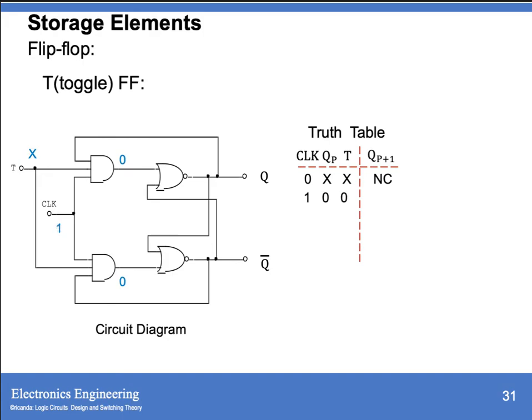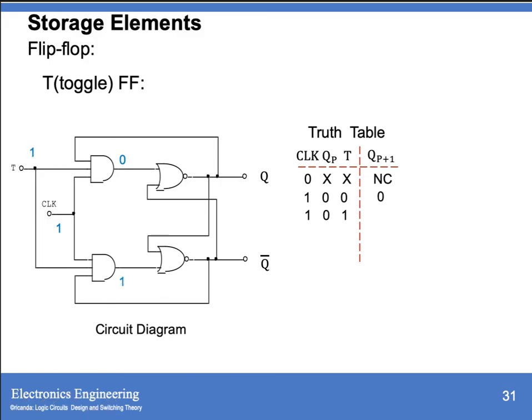If your clock equals 1 and your T is 0, as well as your Q previous, or QP, that is the present state of your Q, is also 0, the outputs of your AND gates are all 0. So we now have to determine your output Q using the previous Q. So this is 0, NOR with 0, then your Q bar equals 1. If this is 1, NOR with 0, then your Q equals 0.